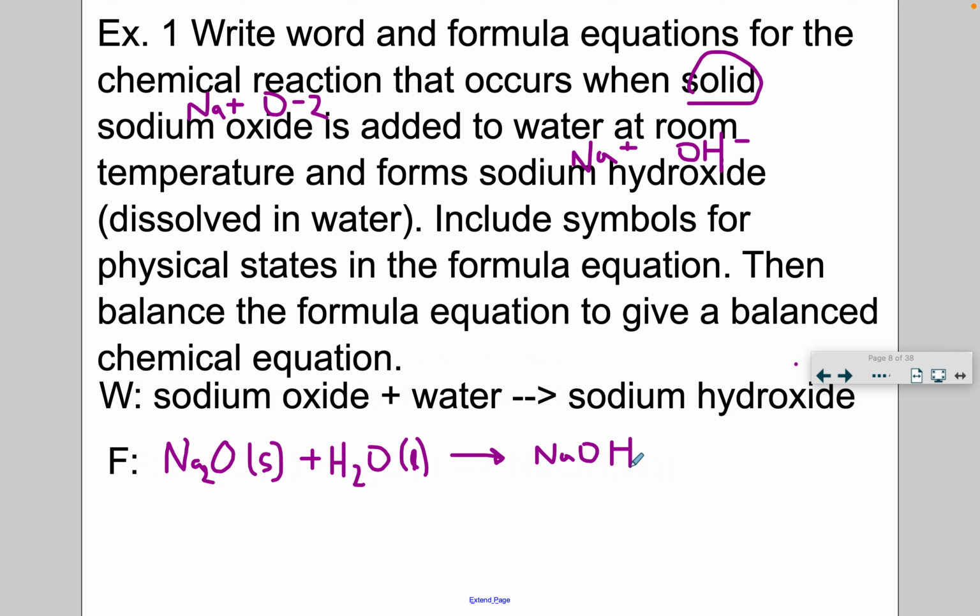Okay, what is the state of sodium hydroxide? Oh, it says dissolved in water. That is a key term, like another way to say, hey, it's aqueous. It's dissolved in water.